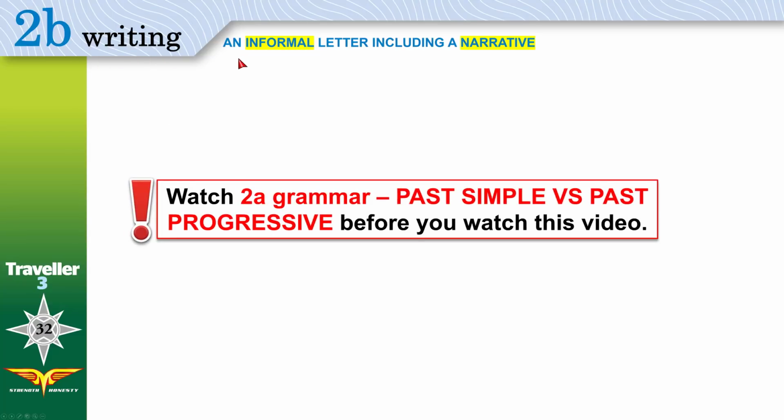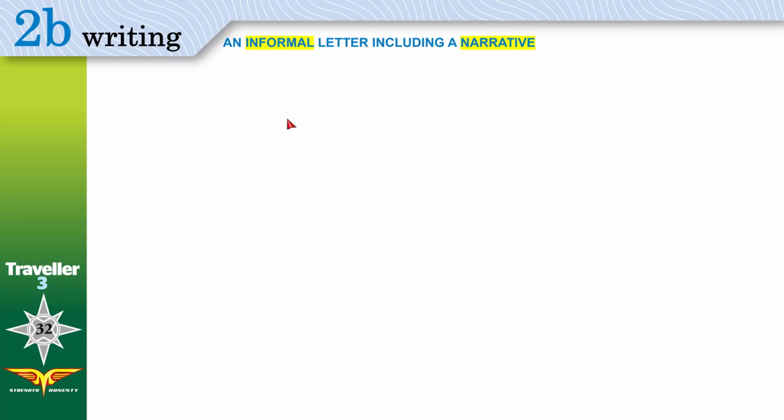Before you continue this video, please watch 2A Grammar, Past Simple versus Past Progressive. You need the information in that video for today's video. Today, you will learn how to write an informal letter. Informal is the opposite of formal. It is the letter you send to a friend. Including a narrative, you will describe events that happened in a story.